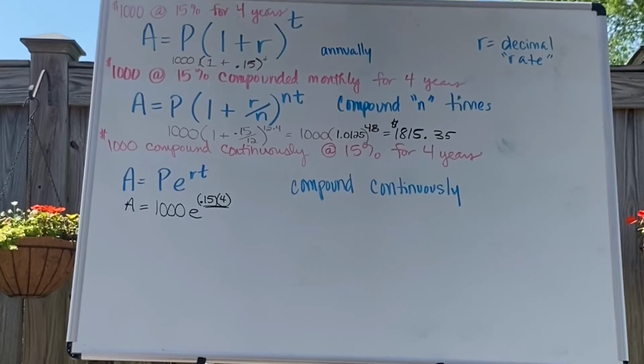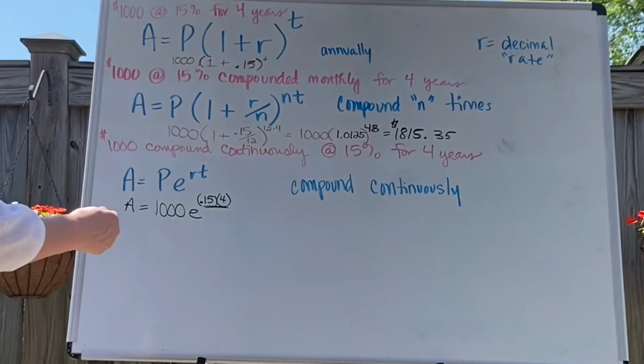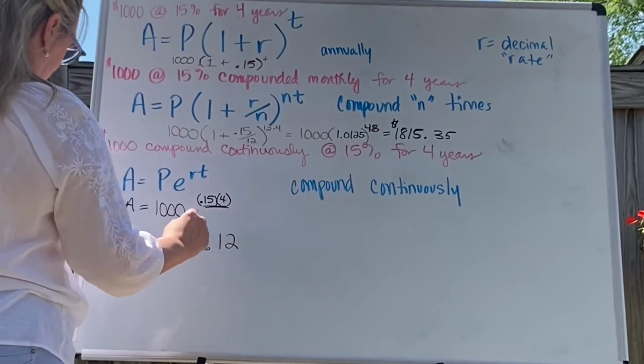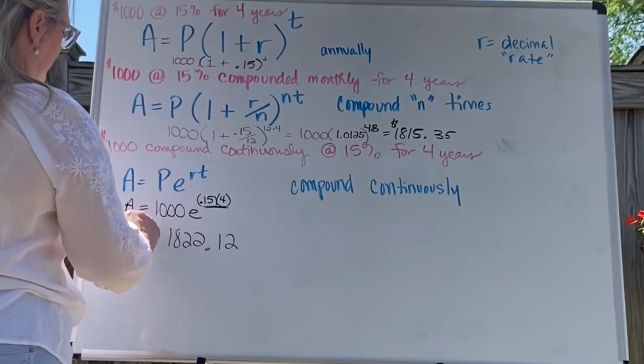Ready? Type 1,000. And now I want you to go hit the second LN button. You should notice that e appears on your calculator screen along with the little arrow up. It's called a caret symbol. Parentheses, already there, so type 0.15 times 4, close the parentheses, and you now get $1,822.12. And that's compounding continuously.